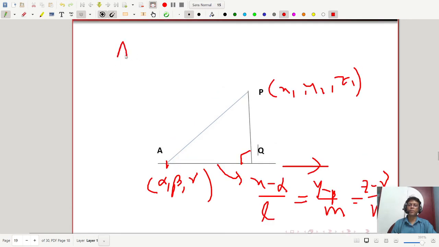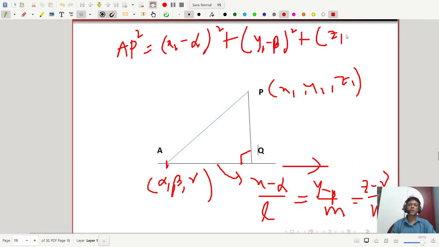What is your AP? You can calculate AP squared. AP squared is (x1 minus alpha) whole squared plus (y1 minus beta) whole squared plus (z1 minus gamma) whole squared, right? This is the distance between two points. Okay. Now if I apply Pythagoras, AP squared is equal to PQ squared plus AQ squared. AQ is the projection of AP in the direction of AQ.